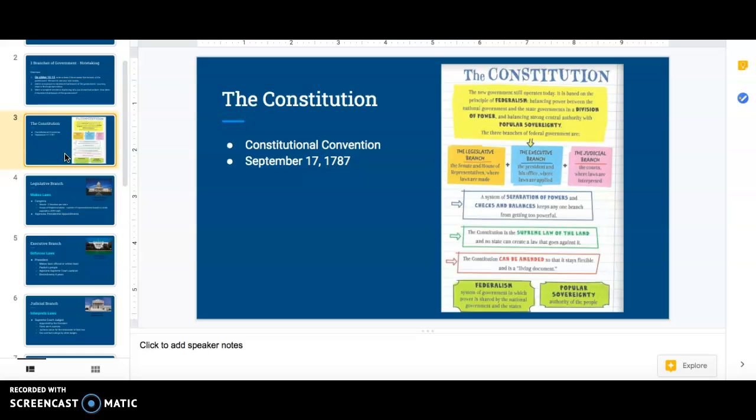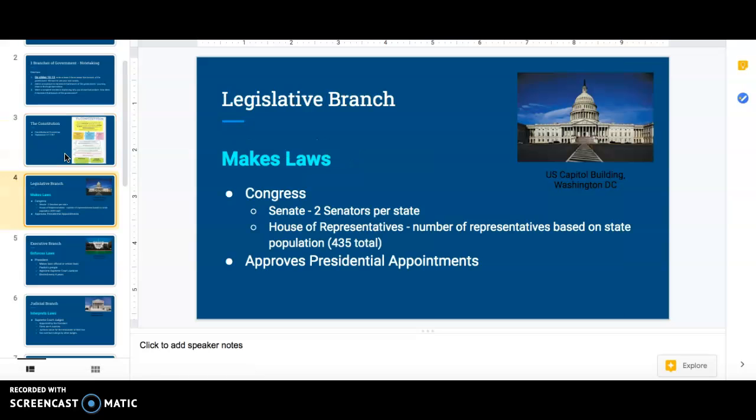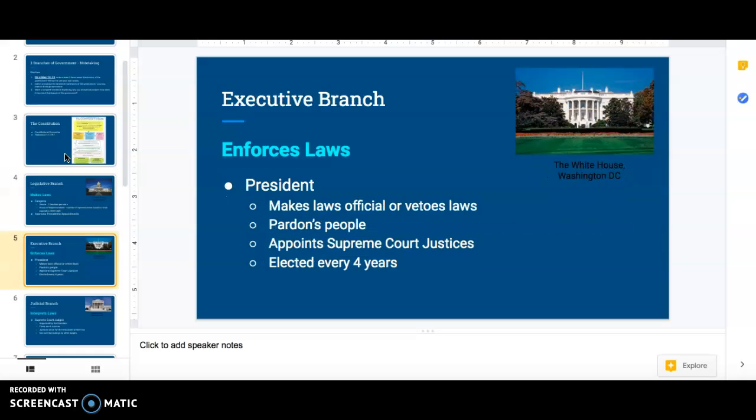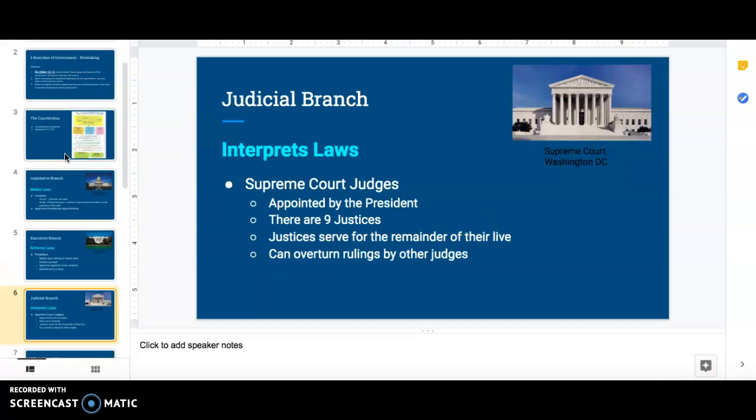The Constitution sets up three branches of government. It sets up the legislative branch, where our laws are made by our Congress members. It sets up the executive branch. This is the branch that the president is in charge of. Right now, our president is Donald Trump. He is in charge of the executive branch of our government. And then finally, the judicial branch. This is where our courts exist. They interpret the laws.